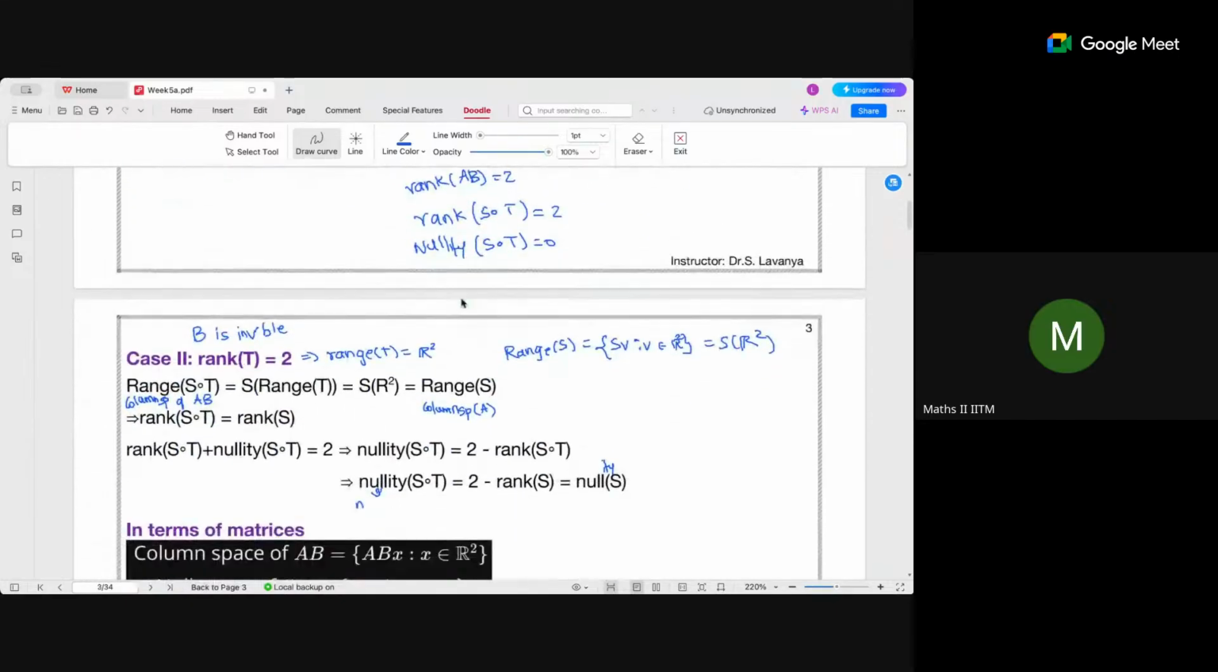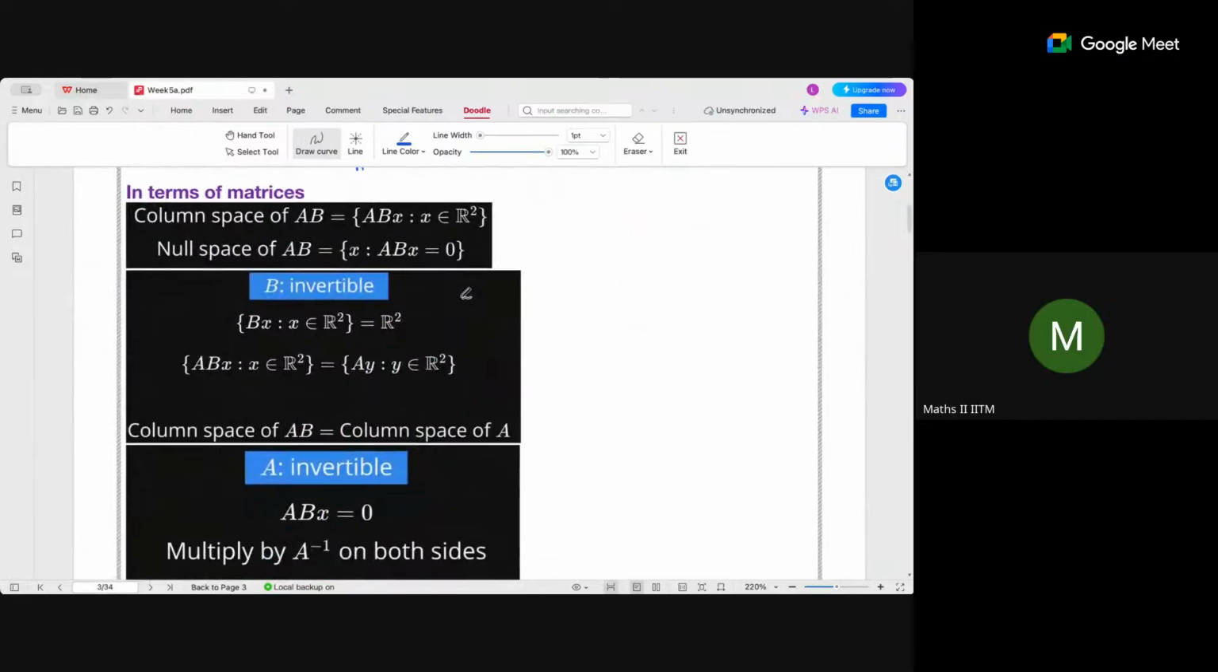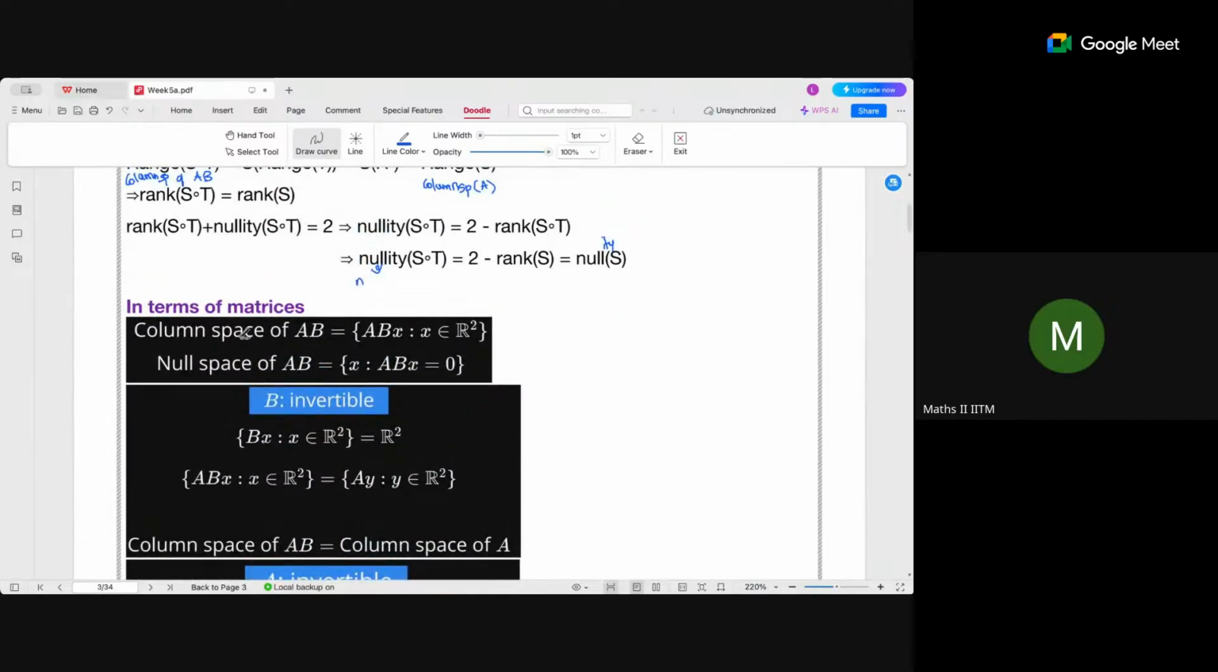Okay, but yeah, we can do it very easily. Maybe I have done it here, let me check. So now column space of AB, this is the definition. Null space of AB, this is the definition. So if B is invertible, column space of AB is equal to the column space of A. So the proof, we saw it from here. So the proof is here for this part.